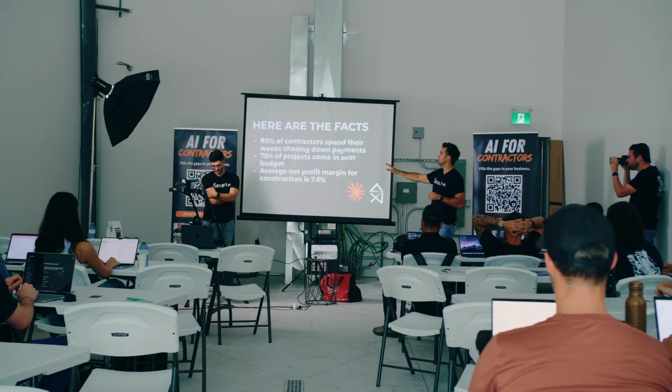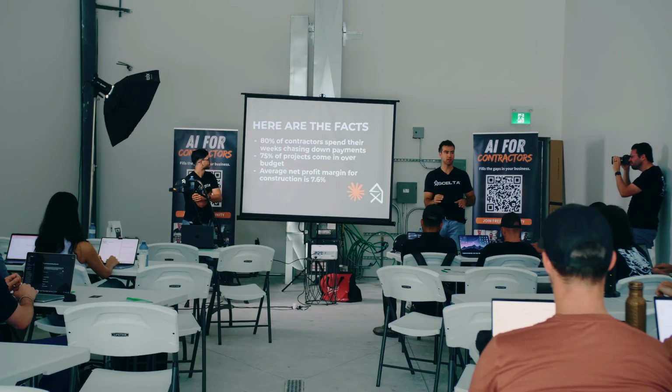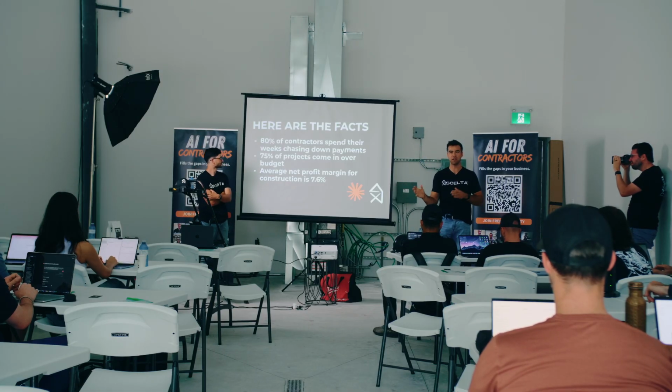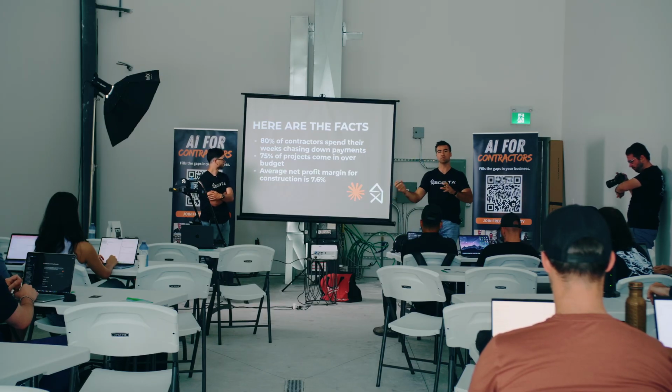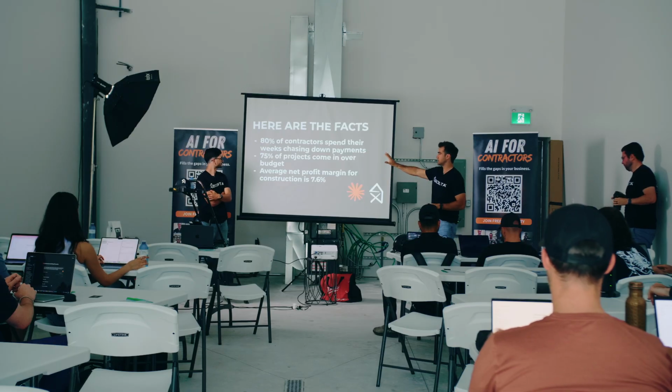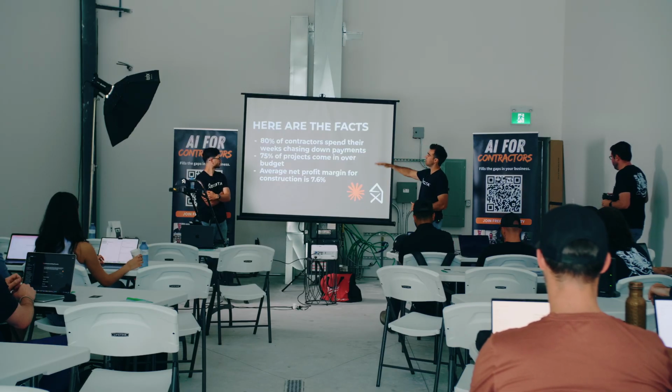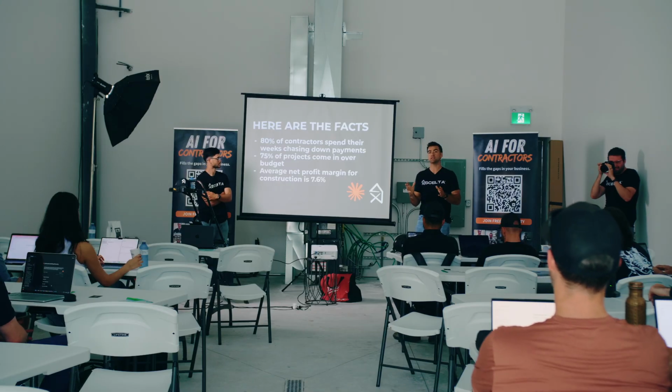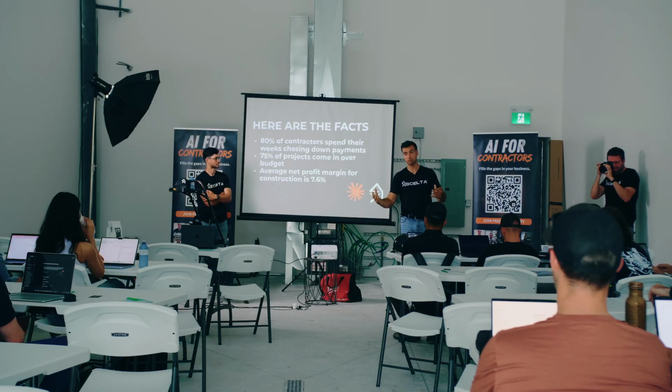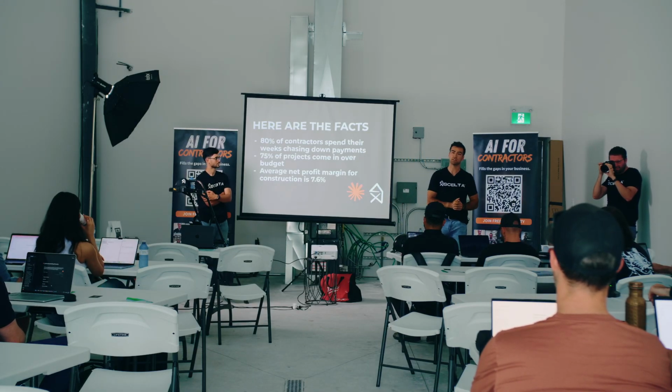Now, the traditional methods to track finance are, here's the facts. So 80% of contractors spend their weeks chasing down payments. I'm sure many of us in this room can relate to that, chasing down payments from contractors or even from clients. 75% of projects come in over budget. Now this is from a Procore report, so I can show you guys the receipts afterwards, but the average net profit margin for construction is 7%, right? It's quite low, right? We all want to be working for a little bit more than 7% profit margins.